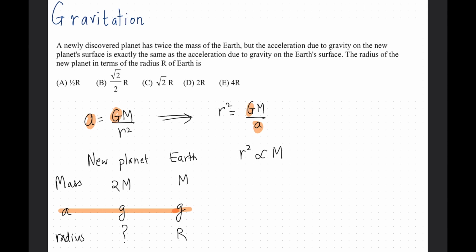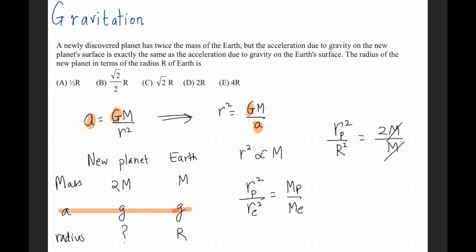And we can, as usual, generate the ratio. R for the planet square over R for Earth square equal M for planet over M for Earth. And then let's check what's given to us. R for planet is what we want to find. R for Earth is given as capital R, so we'll write that as capital R. Mass of the new planet is given as 2M and mass of Earth is given as M.